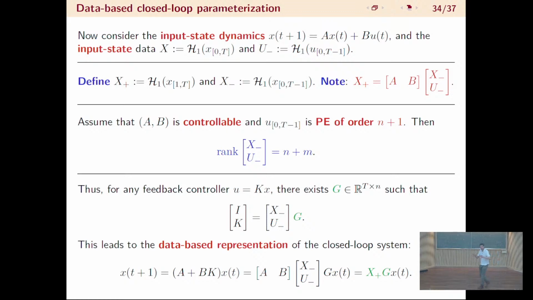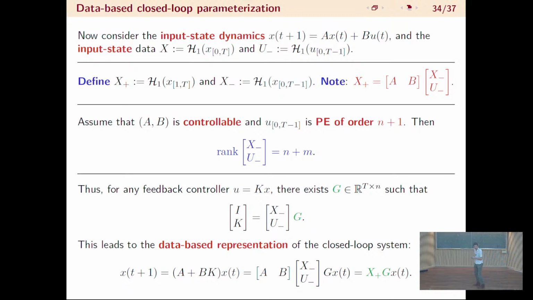There are different problems they considered in their paper. One is stabilization. There the goal is to choose this G in such a way that X plus times G is stable. So indeed, using the data, you create a stabilizing controller.